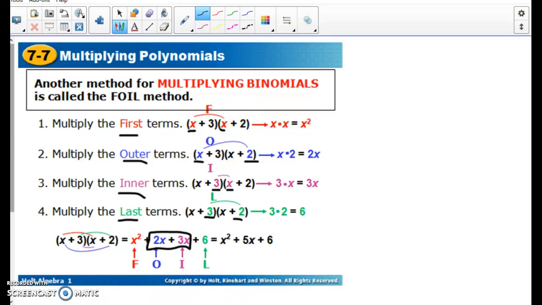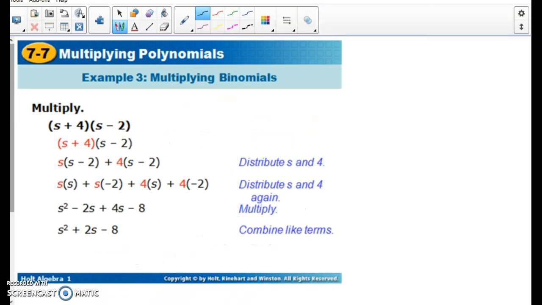You won't be able to do that if it's more complicated, but most of the time it'll just be a simple problem like this. Alright, so here's another example of it. So s plus 4, or the quantity s plus 4 times the quantity s minus 2. So the first thing I should do is multiply my first term, so s times s, and that's where that s squared comes from. Then multiply my outer terms, s and a negative 2 gives me negative 2s. Then my inner terms, 4 times s is going to give me 4s. And then 4 times a negative 2 is going to give me a negative 8.